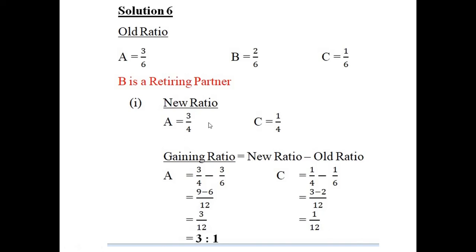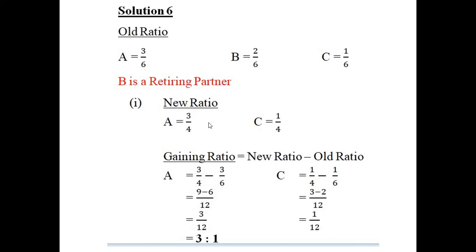Solution number 6, that is question number 6. A, B, and C are partners in a firm sharing profits in the ratio of 3 is to 2 is to 1. So this is the old ratio. Now, see here. It's very interesting now. B retires from the firm.